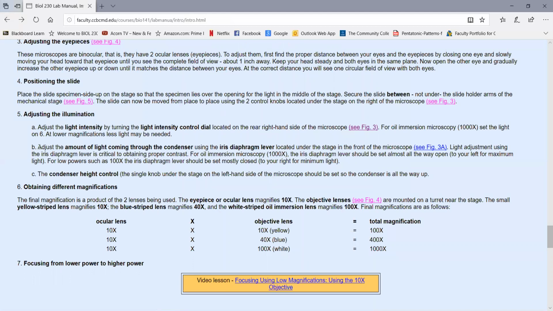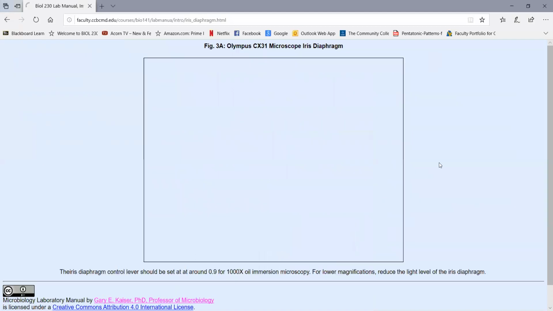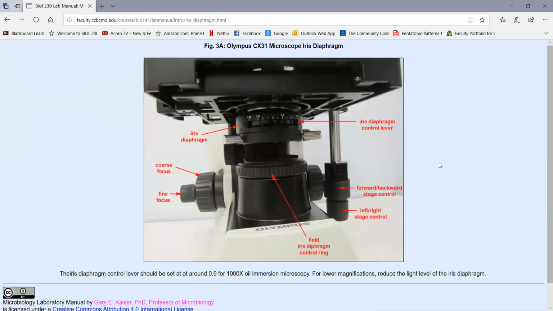Then we need to adjust the amount of light coming through the condenser using the iris diaphragm lever located directly under the stage in the front of the microscope. And this can be seen in figure 3A. So if you look underneath the microscope, this is the iris diaphragm lever. Don't turn this ring here, the field iris diaphragm control ring. You just leave that wide open. This is the iris diaphragm lever directly under the stage. And notice here you see 0.5, 1, 1.2, etc.